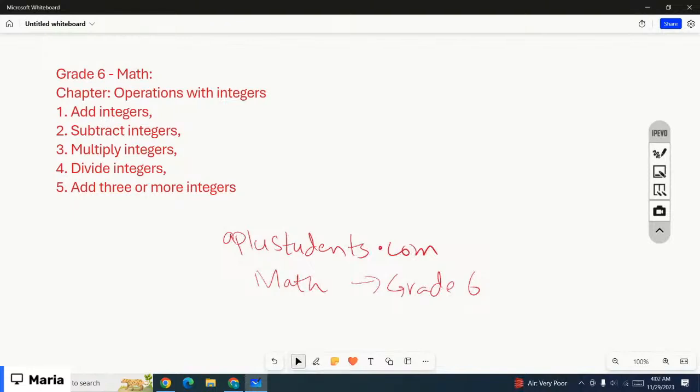We're going to start with the chapter operations with integers, and the lessons we're going to cover today are add integers, subtract integers, multiply integers, divide integers, add three or more integers, right? So please make sure you have your notebook and pencil so that you can note down the important examples and definitions as well, right? So let's just start with the first lesson.